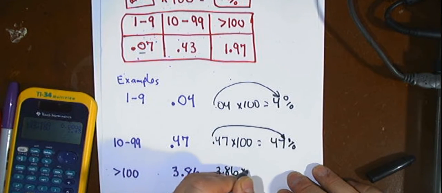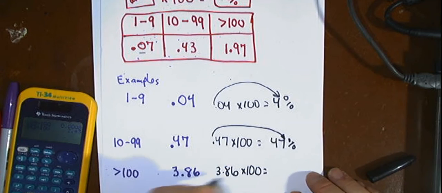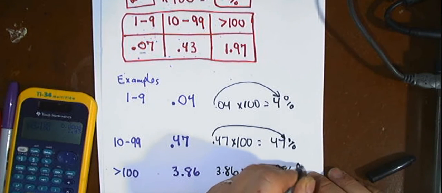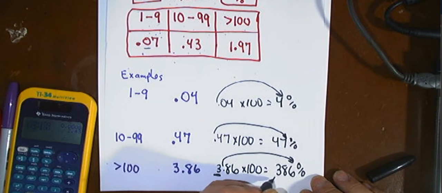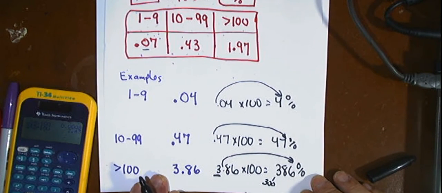3.86, I'm always multiplying it times 100. Now it is 386%. That decimal is replaced. This 3 right here represents 300. It's greater than 1.